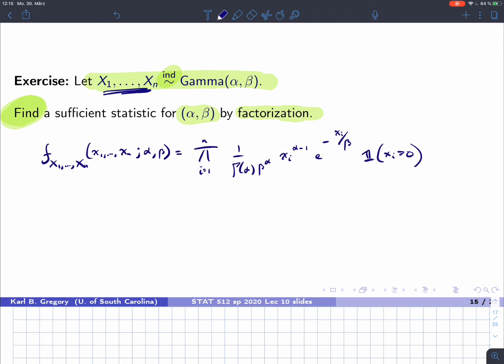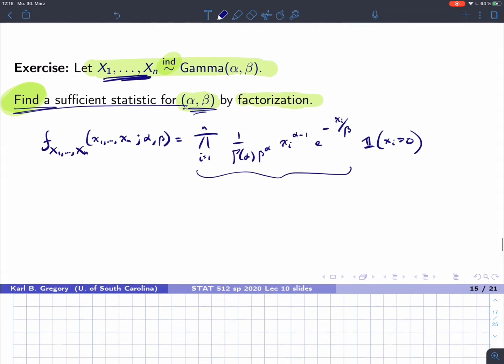So in order to discover a sufficient statistic for alpha and beta, what I'm going to do is try to simplify this so that I get some kind of functions of the data appearing. And then I'm going to look for a function which involves those statistics and the parameters. And if I have something that looks like a factorization of the joint PDF into two functions as described in the factorization theorem, then I will have found sufficient statistics.